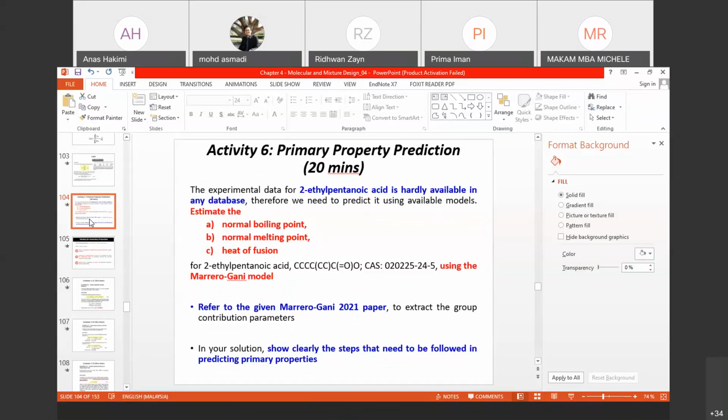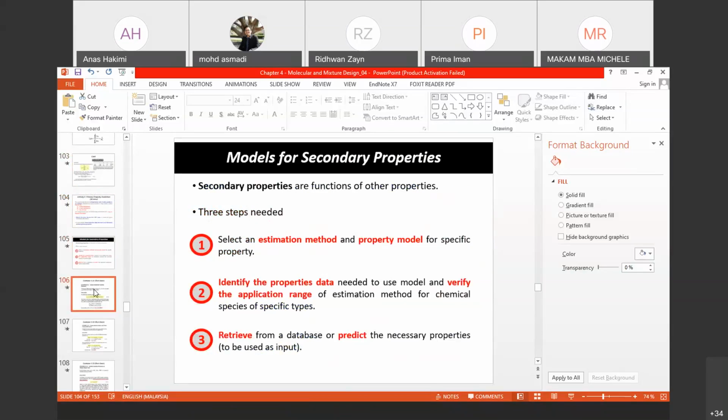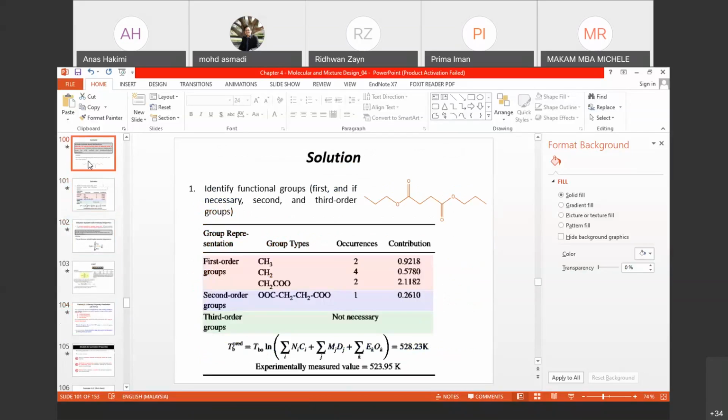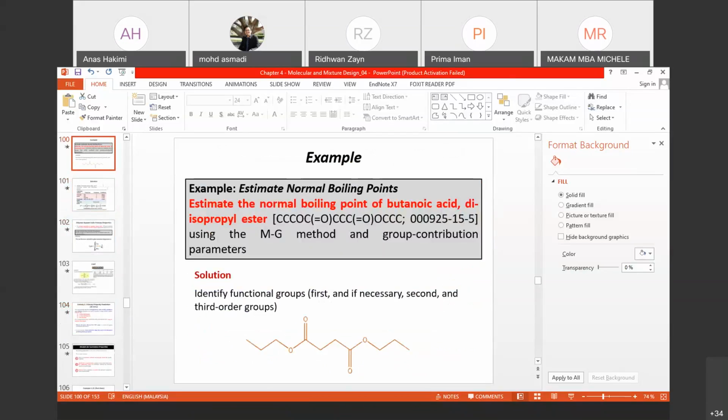Doctor, where can we get the second order group? For the previous slide. This one. Second order group. Same like the first order group, it's almost similar. It's going to be redundant actually.